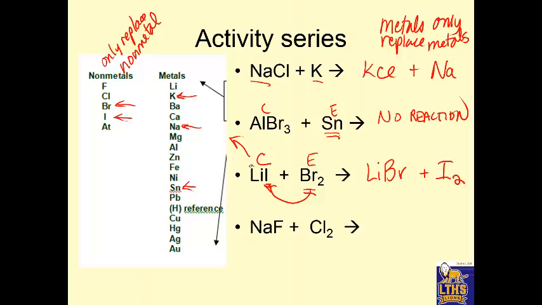This is +1, -1. That's why it's LiBr. This is diatomic. That's why it's I2. Okay. Element, compound. See if the element's higher than what it's trying to kick out. Well, Cl is a nonmetal, so it's trying to kick out F. And no reaction because chlorine does not have the ability to kick out chlorine. Okay, these are called single replacement because it's an element plus a compound.